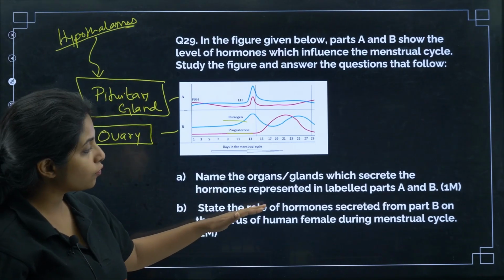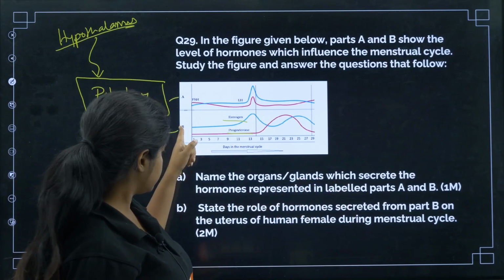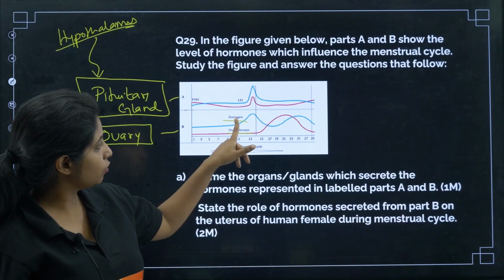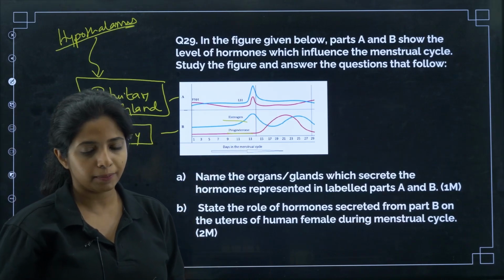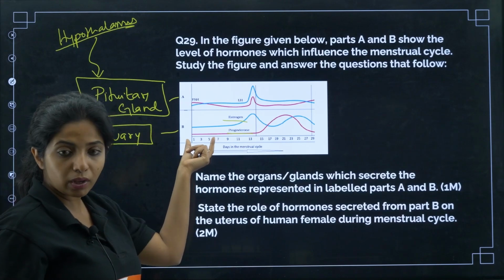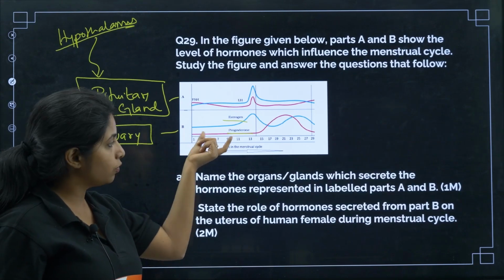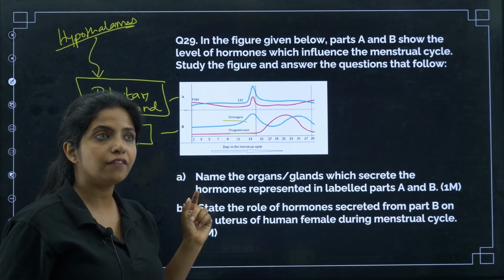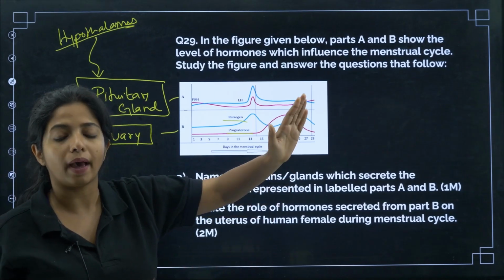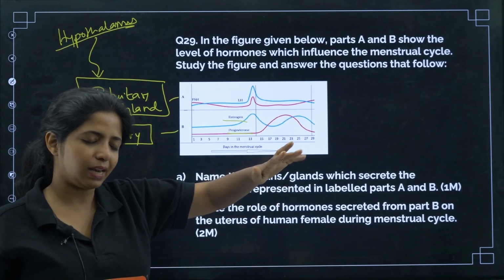Now, state the role of hormones secreted from part B on the uterus of human female during the menstrual cycle. So part B, you have estrogen and progesterone. So what is the use of it? So first thing, you have different phases. You have menstrual phase, that is when the flow happens, that is from 1 to 5th day. Then you have a proliferative phase where the endometrium will shed downwards to slowly grow back.